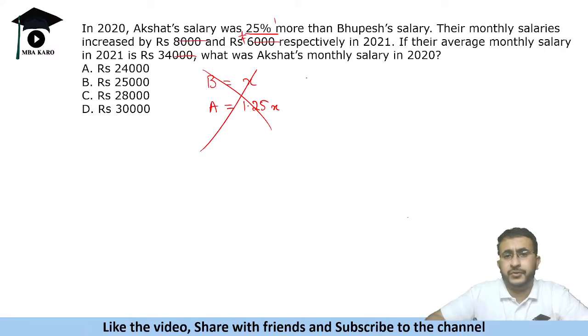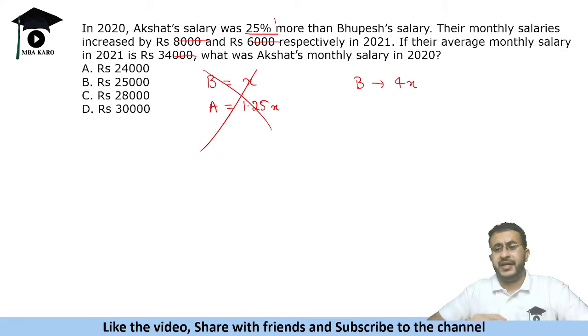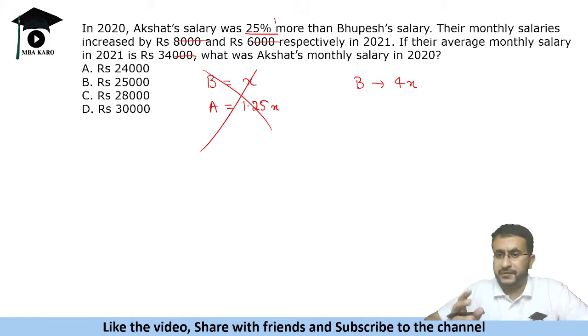Okay, so what we will do is take, let's say, Bhupesh's salary as 4x. Why did we take 4x? Because we know 1/4 is 25%. And in the subsequent videos, whenever we solve any such questions, we will be applying this technique in doing the calculations. And you will realize that it is a much better technique to calculate the values.